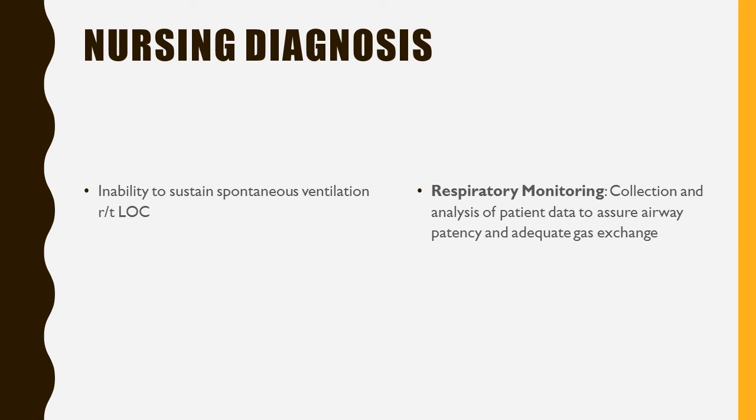As far as nursing diagnoses go, one of them involves inability to sustain spontaneous ventilation related to level of consciousness. This mostly deals with respiratory monitoring and collection and analysis of patient data to assure airway patency and adequate gas exchange. For this, we have 3 interventions. One of them is to have resuscitation equipment, including oxygen, a resuscitation bag with mask, and suction apparatus at the bedside. The equipment should be at the bedside in case of respiratory arrest.